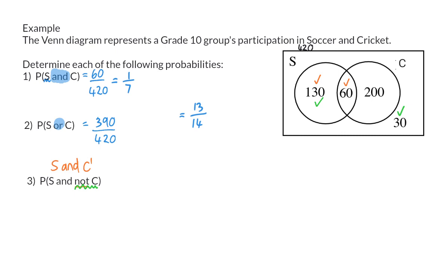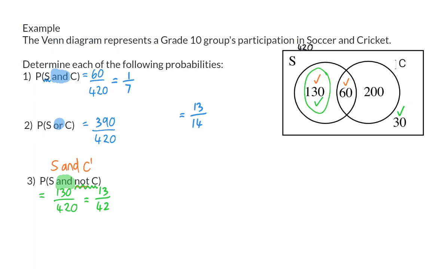Now that we've marked the two events, we go back to the question, which is soccer and not cricket. And that "and" means we can only use the part that was marked in both events. And that is the 130. So this probability is 130 out of the 420. This group of 130 learners play soccer and not cricket. Therefore, they play only soccer.